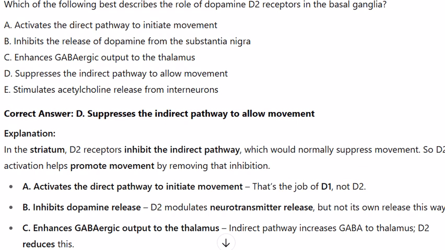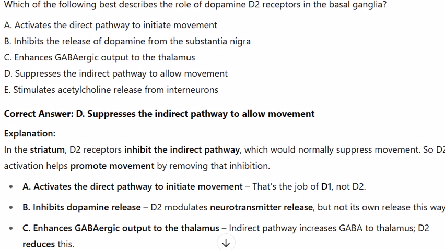Explanation. In the striatum, D2 receptors inhibit the indirect pathway, which would normally suppress movement. So D2 activation helps promote movement by removing that inhibition. A, activates the direct pathway to initiate movement. That's the job of D1, not D2.